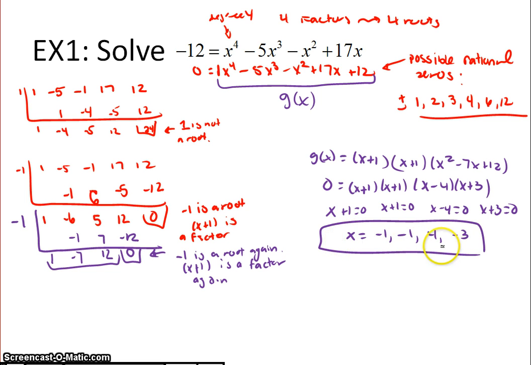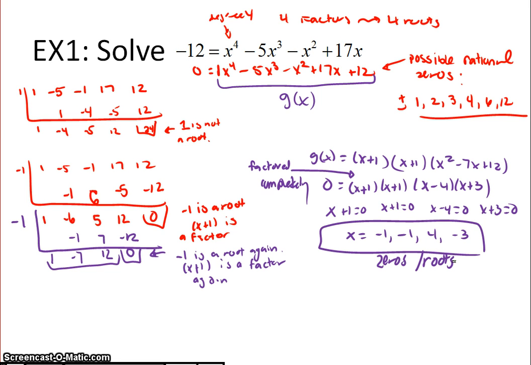If I plugged all of those into my original equation, I get true statements out. So these are all the zeros of the equation. It's a solution to that equation. And here it is factored completely. These are the zeros, or the roots, of my equation.